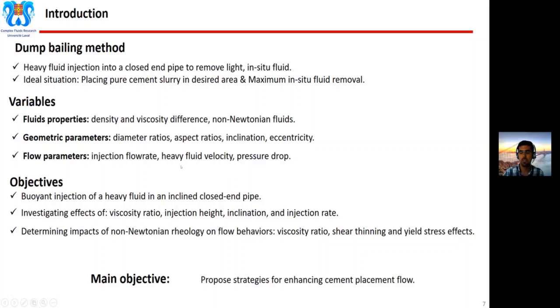So we have defined several objectives based on these parameters. They are buoyant injection of heavy fluid in an inclined closed-end pipe, investigating the effect of viscosity ratio, injection height, inclination, and injection rate. Also determining the impacts of non-Newtonian rheology on flow behaviors, like studying the viscosity ratio, shear thinning, and yield stress effects. And the main objective is to propose strategies for enhancing cement placement in plug and abandonment operations.